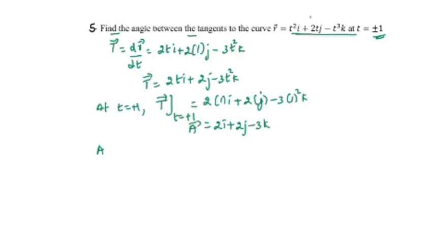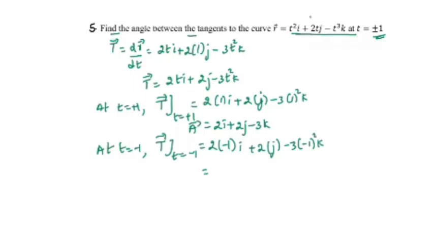Then we will take t equals minus 1. At t equals minus 1, that will be the tangent at t equals minus 1. We get that as 2 into minus 1 i plus 2 into j as it is, then minus 3 into minus 1 square k. That will be minus 2i plus 2j minus 3k. That will be your b vector value. So we got the a vector and b vector.